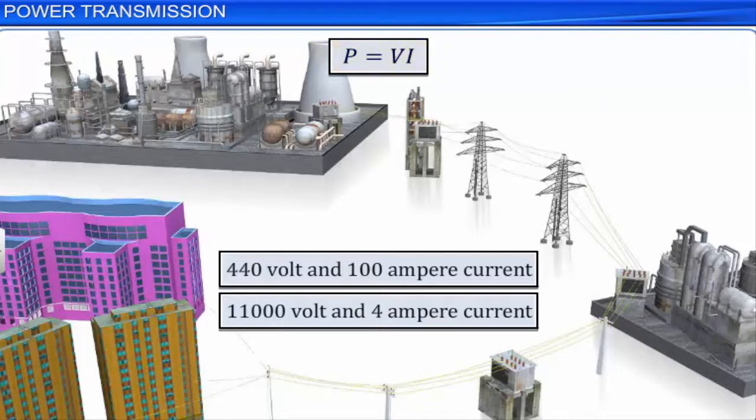Thus, the voltage of AC power can be increased to reduce the current for the same amount of power to reduce heat losses. That is why it is advantageous to transmit AC power at high voltage and low current. In the example, it will be better to transmit 44,000 watts of power at 11,000 volts at 4 amperes than transmitting it at 440 volts and 100 amperes.